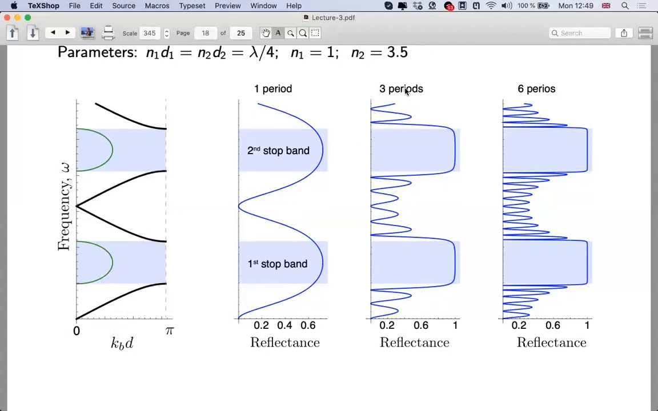But if I take like three periods, I will see this kind of table. I will see the clear trace of the band gap. I have almost perfect reflectance here. But with six periods, as you see, it behaves like a real semi-infinite structure.